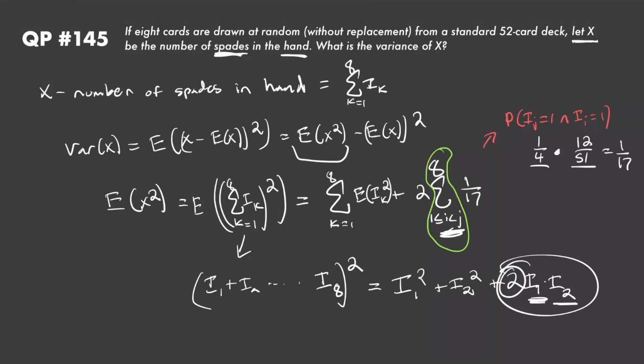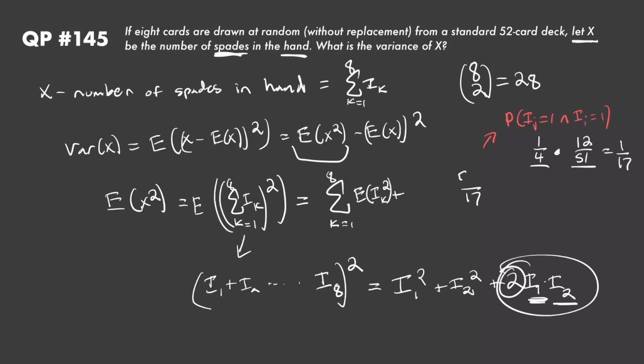And we're summing up over all the ordered pairs of our indicators. How many are there of those? Well, we just have 8 choose 2, the number of ordered pairs, which is 28. So we're summing up 1 on 17 28 times, and then multiplying that by 2. That's 28 on 17 times 2, which is 56 on 17.